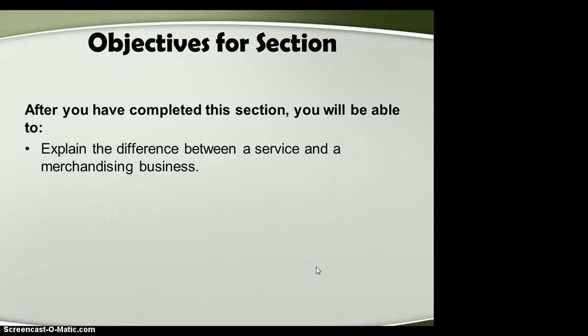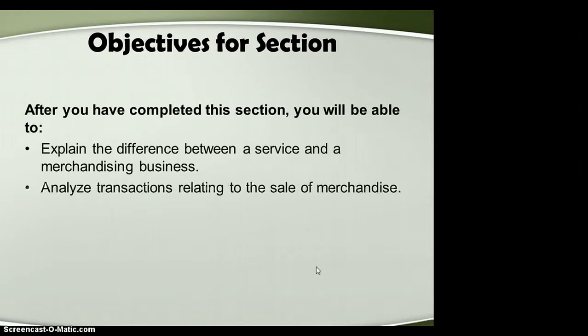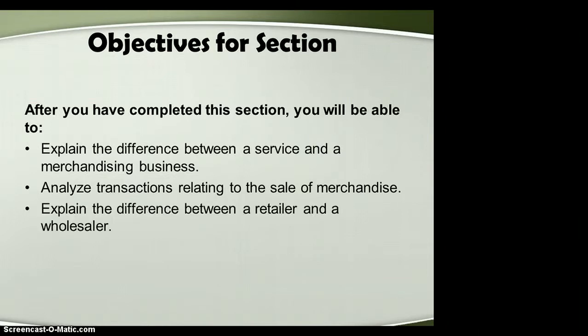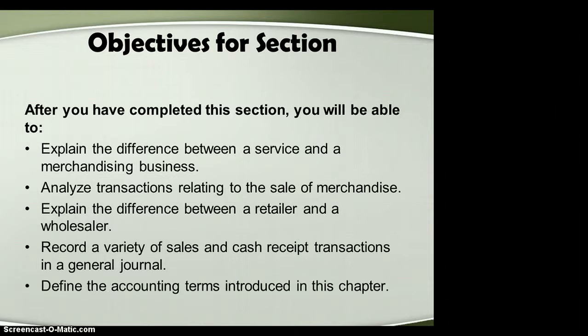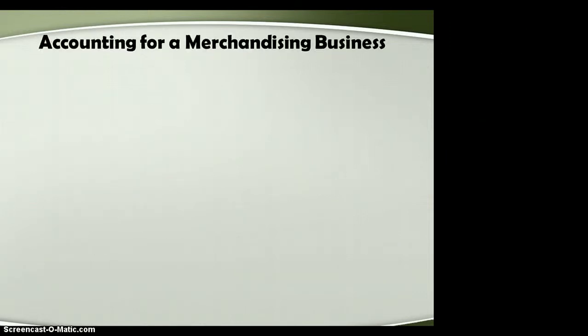Objectives for this section: we want to be able to explain the difference between a service and merchandising business, analyze transactions relating to the sale of merchandise, explain the difference between a retailer and a wholesaler, record a variety of sales and cash receipt transactions, which we have a few examples that will help us clarify that, and then define accounting terms introduced in this chapter.